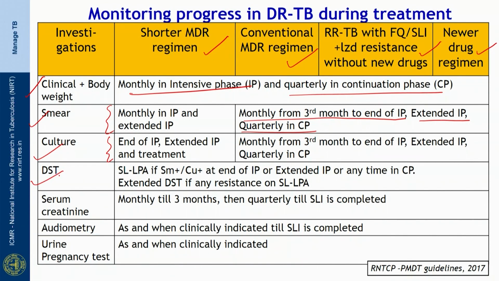Drug susceptibility testing would be done in case of positive cultures at the end of IP or extended IP or any time in CP, and extended DST has to be done if any resistance is shown on second line LPA. The serum creatinine has to be done monthly till 3 months, then quarterly till second line injectable is completed. Audiometry as and when clinically indicated till second line injectable is completed, and urine pregnancy test as and when clinically indicated.